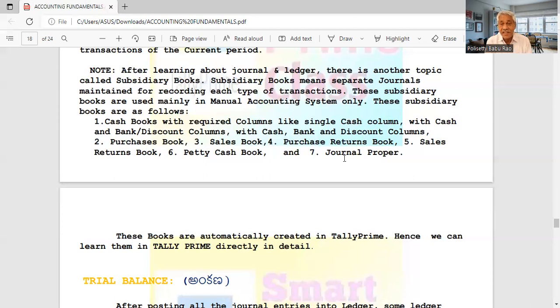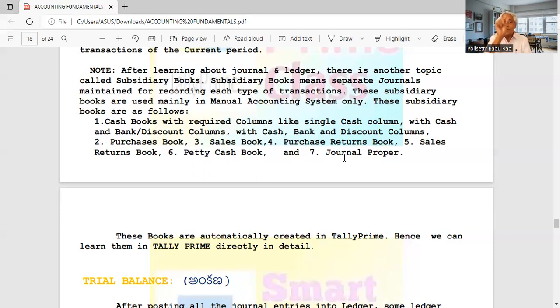This type of transaction recording is called a contra entry, because both are recorded on the opposite sides. One is debited, one is credited in different columns, not in the same column. Remember: cash debit, bank credit; cash credit, bank debit. Both sides we are writing, but in different columns. We call these contra entries.